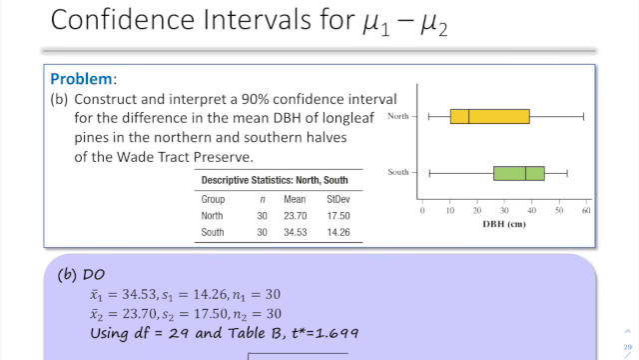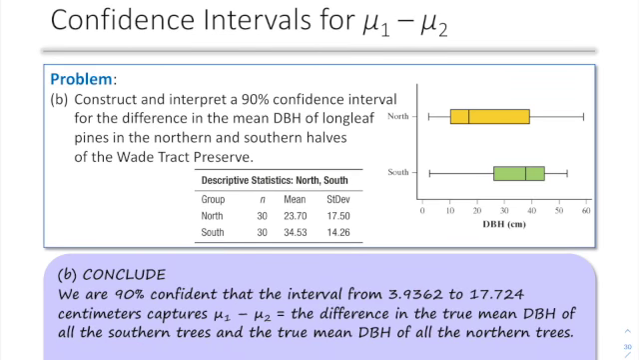If you were doing this by hand, your degrees of freedom would be 29, and from the table, that would give you a critical value of 1.699. So substituting in all of our values, we get an interval of 3.83 to 17.83. So similar to what you get with a calculator, but just slightly different. So we are 90% confident that the interval from 3.9362 to 17.724 centimeters captures mu sub 1 minus mu sub 2, the difference in the true mean DBH of all southern trees and the true mean DBH of all northern trees.